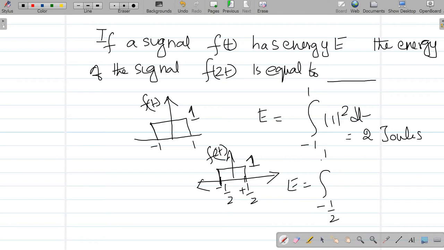If you evaluate the signal, if you try to find out the energy, it is going to be 1 joule. That is, the energy is reduced by half. So if the energy of f of t is E, then the energy of f of t by 2 is equal to E by 2.